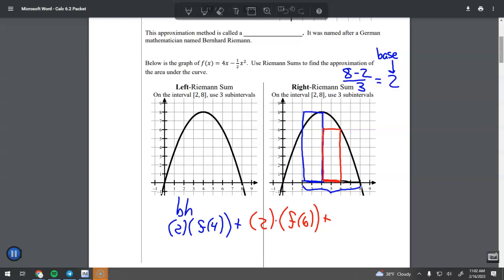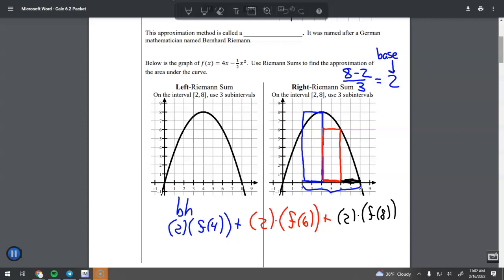Okay. So my base here, my last rectangle, is 2. I'm doing a right hand interval. I go to the right hand side, which is 8, and I pretend that's the height. What would be the height of that rectangle? 0. It'd be 0, wouldn't it? So it'd be non-existent. So it'd be 2 times f of 8. So f of 8 better be 0. And it is: 32 minus half of 64, which is 32 minus 32, which is 0.